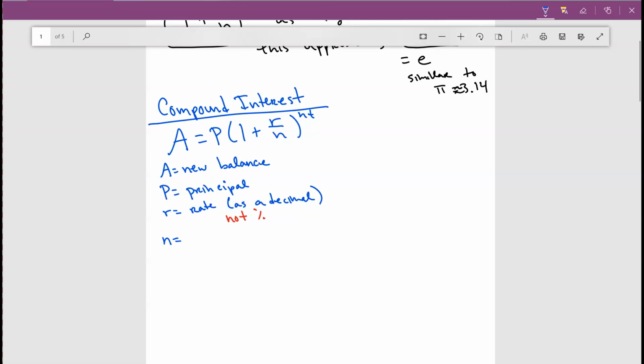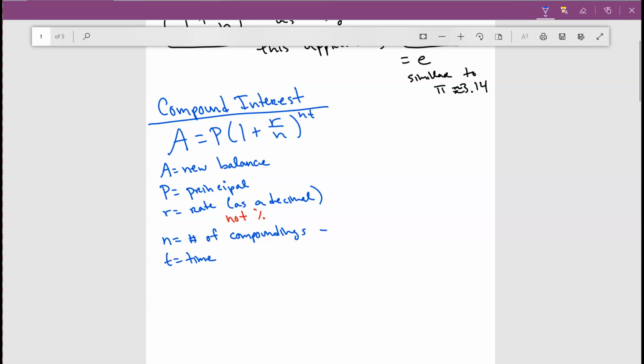n here is the number of compoundings. Basically, compoundings are how many times I'm adding on to the already accrued interest. So how much am I compounding it? Am I adding interest once a year, so yearly? Am I adding interest every month? Every day? So n is the number of compoundings, and t is just time.